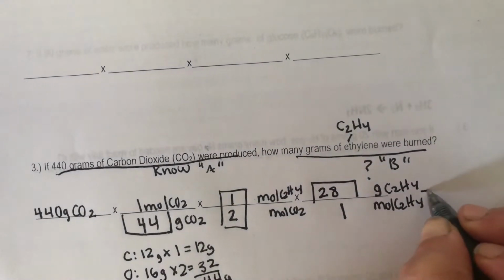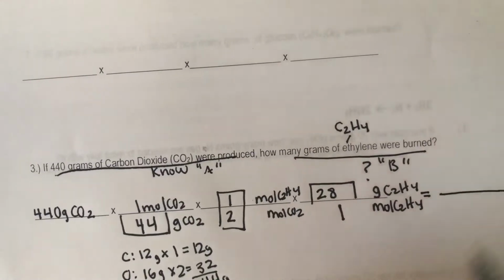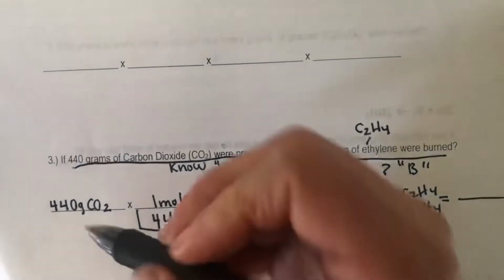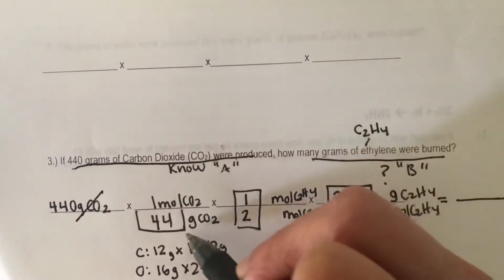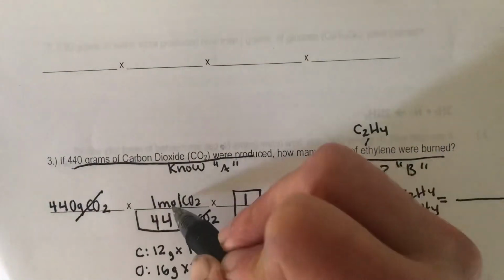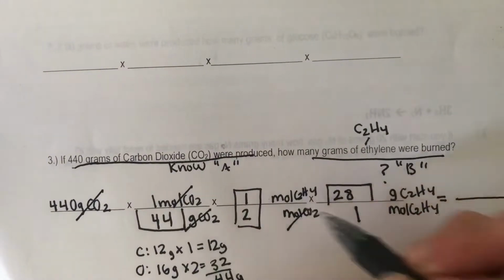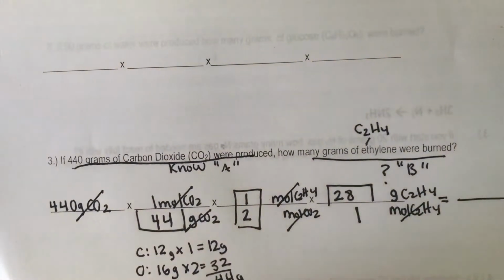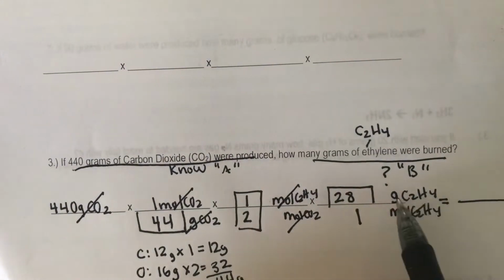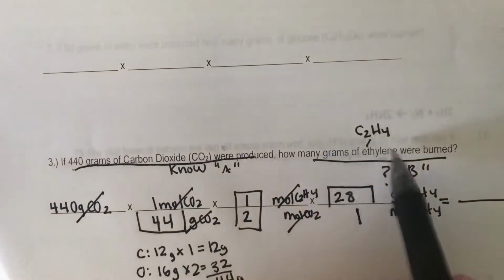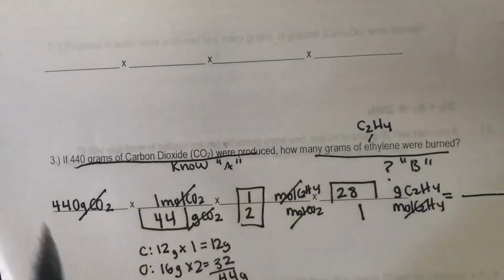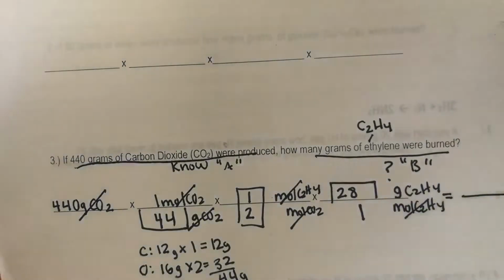And now to solve this, all I have to do is multiply across. But before I do that, I just want to make sure everything cancels. Grams of CO2, grams of CO2, moles of CO2, moles of CO2, moles of C2H4, moles of C2H4. What I'm left with is the grams of C2H4, which is what I was looking for in the problem, so that's perfect. So my next step now is to multiply everything that's in my numerator.